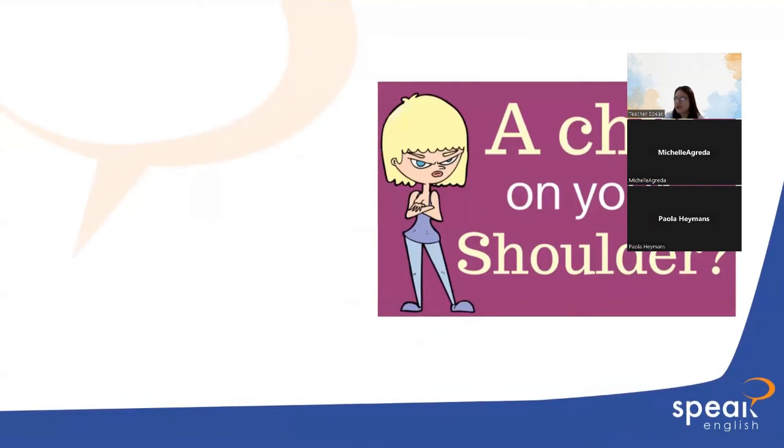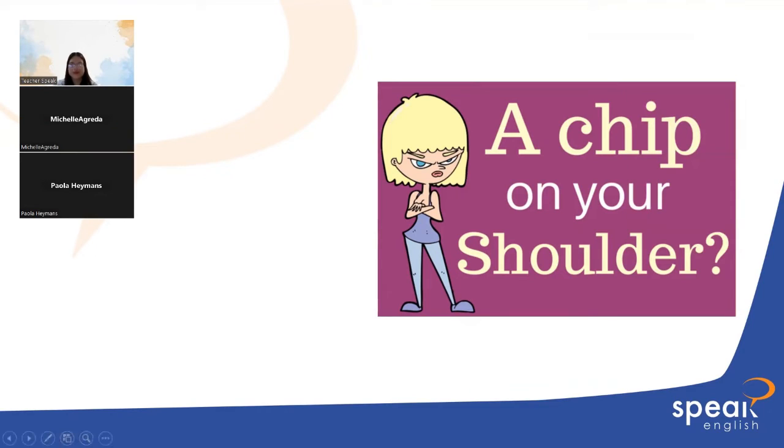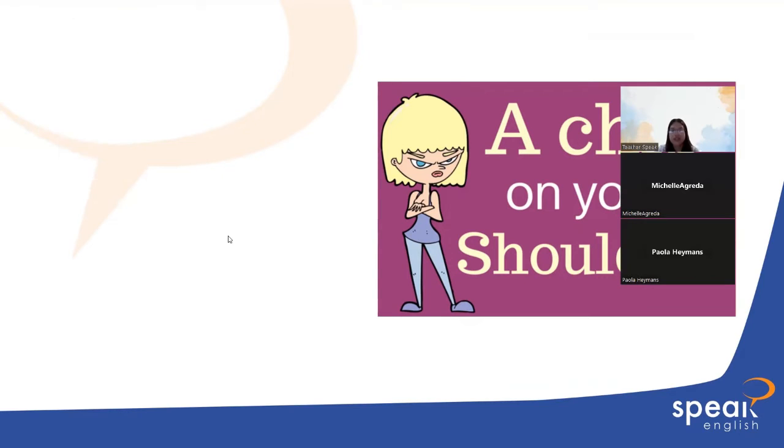Okay, now the next one. What about this? A chip on your shoulder. I have never listened to it. How should it look? Angry. Okay. So a chip on your shoulder is when you feel angry.